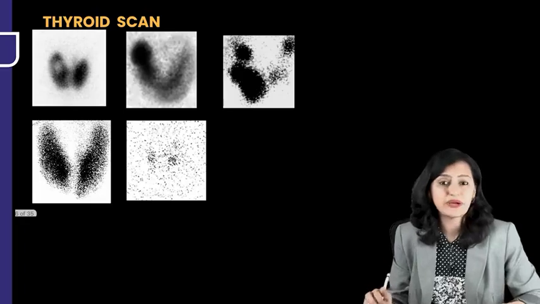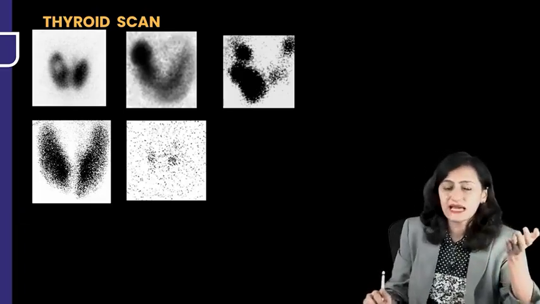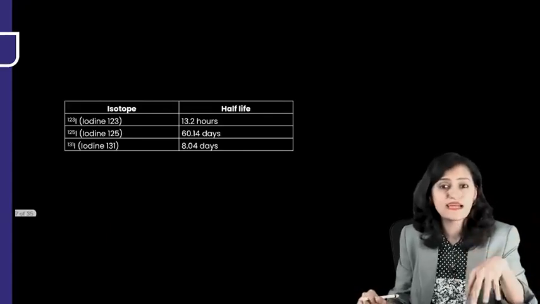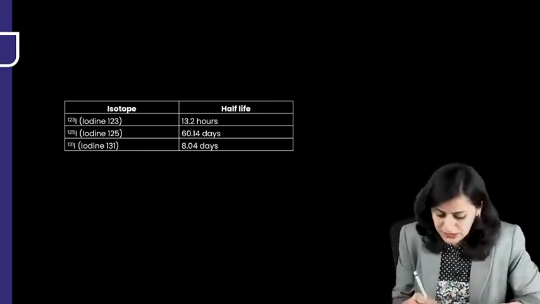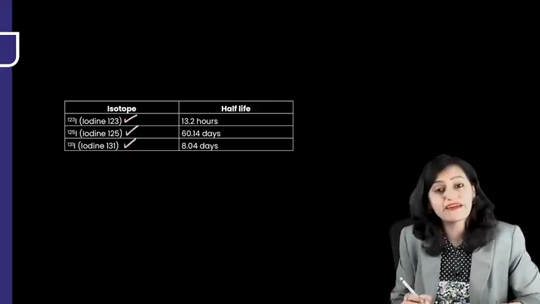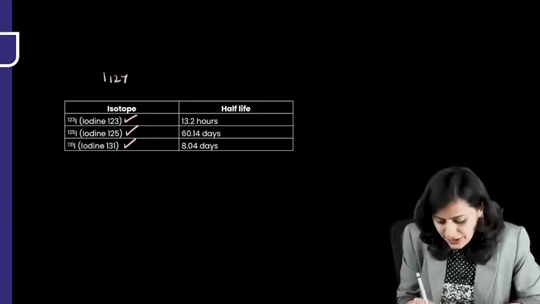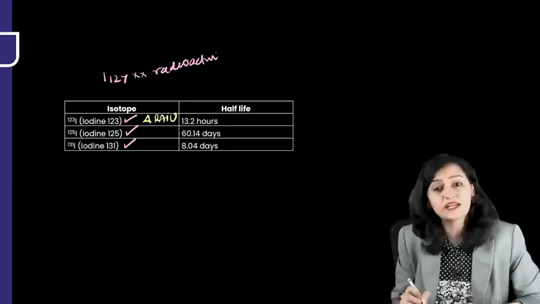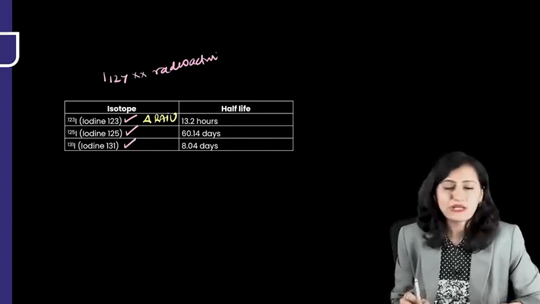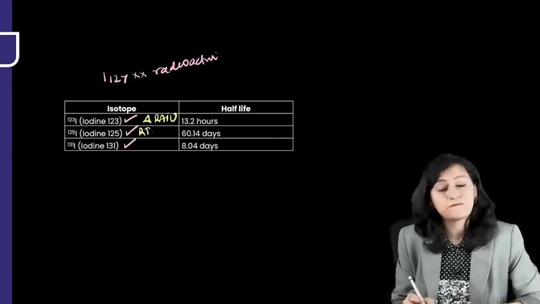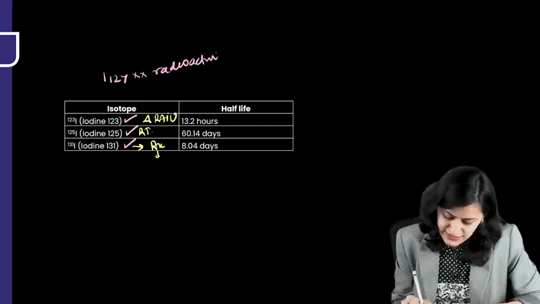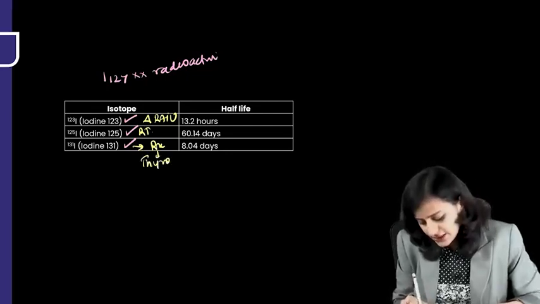Now coming to the thyroid scan, we can do radioactive iodine scan. We can do the pertechnetate scan as well. What isotope of iodine do we use? Let's have a quick look at the iodine isotopes. So we have iodine 123, 125, 131. The natural one is iodine 127, which is not radioactive. Now remember that iodine 123 is used for the diagnostic scan, the radioactive iodine uptake scan. Iodine 125 is used in radiotherapy, like commonly used in CA prostate brachytherapy. And iodine 131 again is used for treatment, for thyroid ablation.